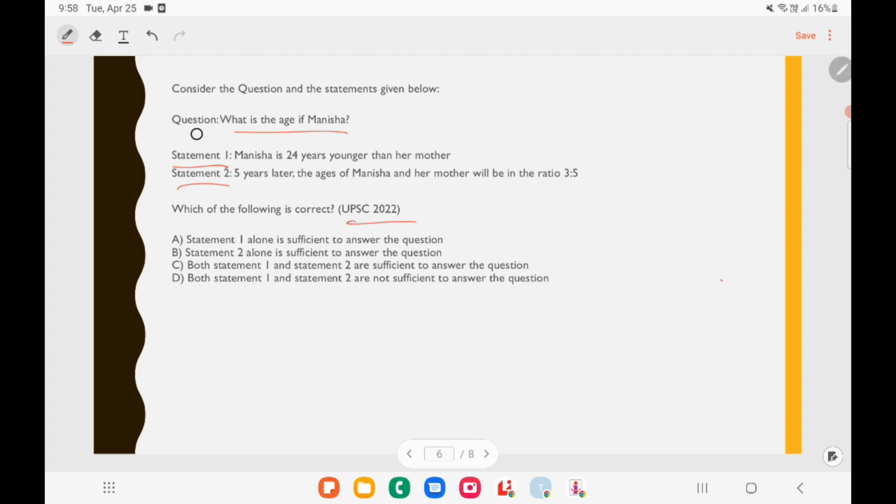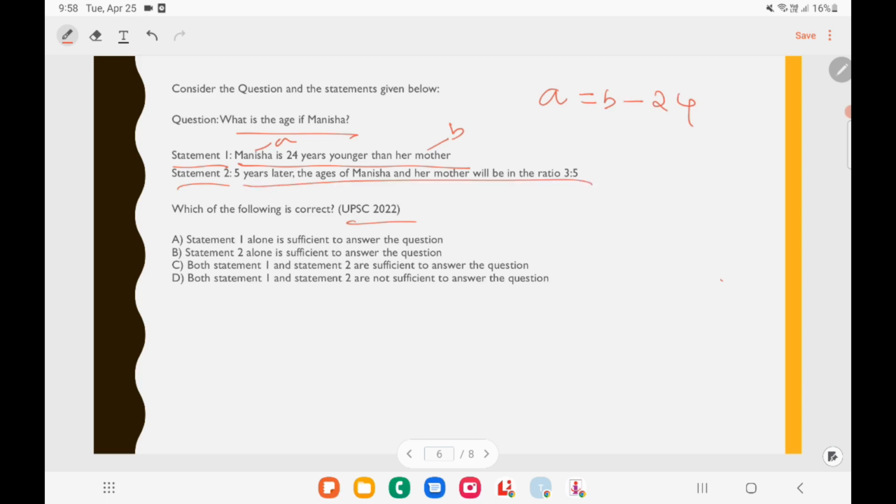So here the question is, what is the age of Manisha? So we need to check whether we are able to find the age of Manisha. You don't need to actually find the age. You just need to check whether you are able to do it. So statement 1 says that Manisha, let's say Manisha's age is A and mother's age is B. So A is equal to B minus 24. Right? 24 years younger than her mother.